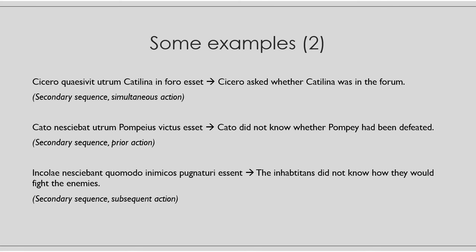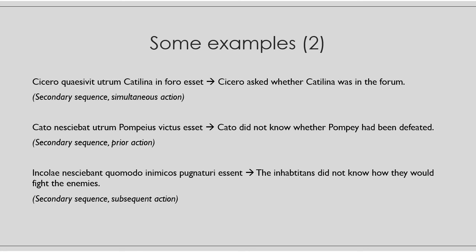In the second example, we have, of course, nesciebat, which is an imperfect, so a secondary sequence verb, and victus esset, which is a pluperfect subjunctive. So this tells me that the action took place prior to the one of the main verb. So Cato nesciebat utrum Pompeius victus esset becomes Cato did not know whether Pompey had been defeated. So even in the English translation you have to use the past perfect, which is a sort of pluperfect, as we all know.